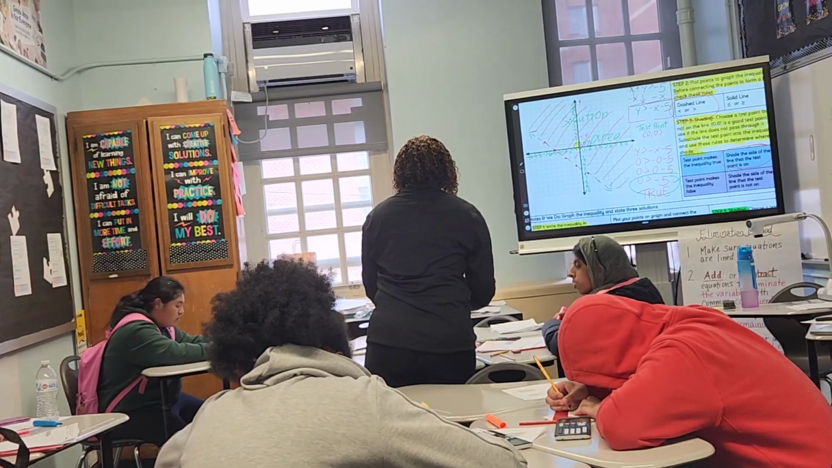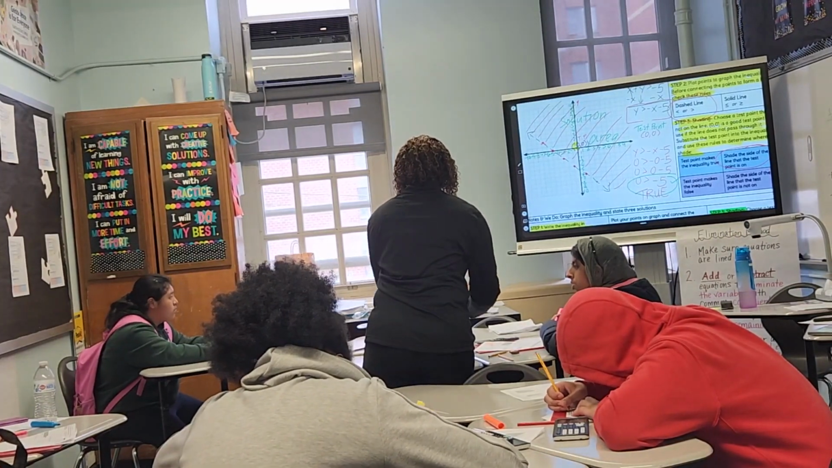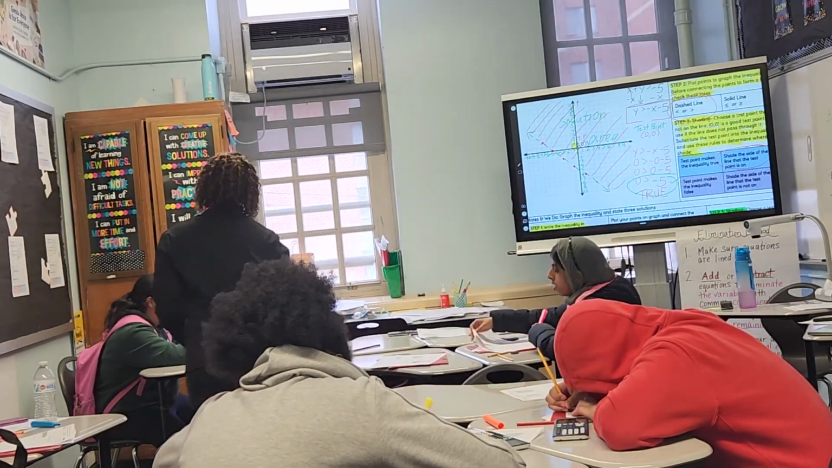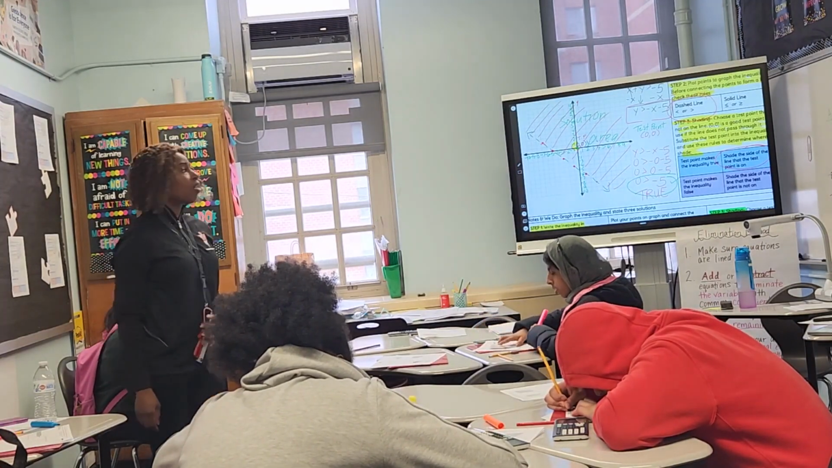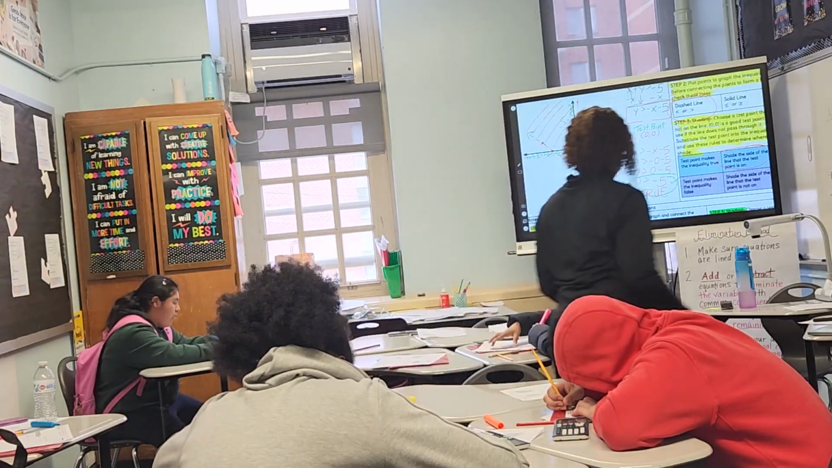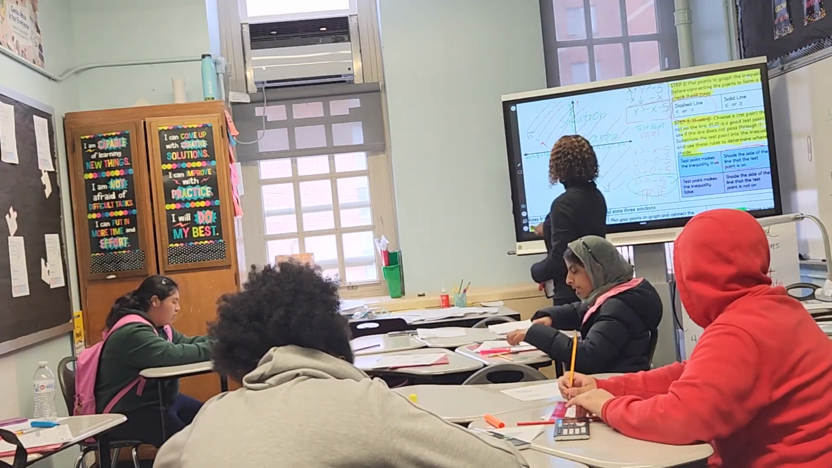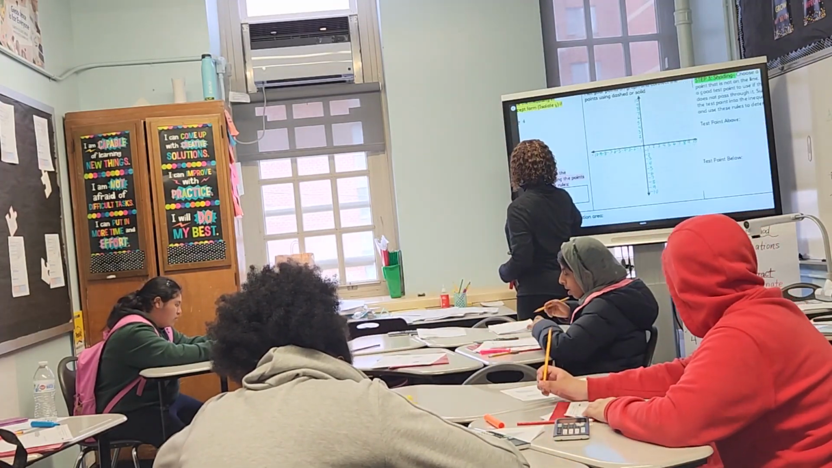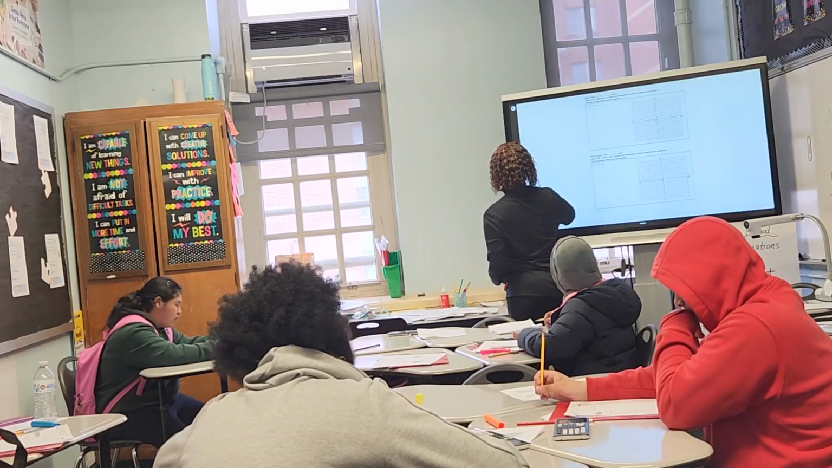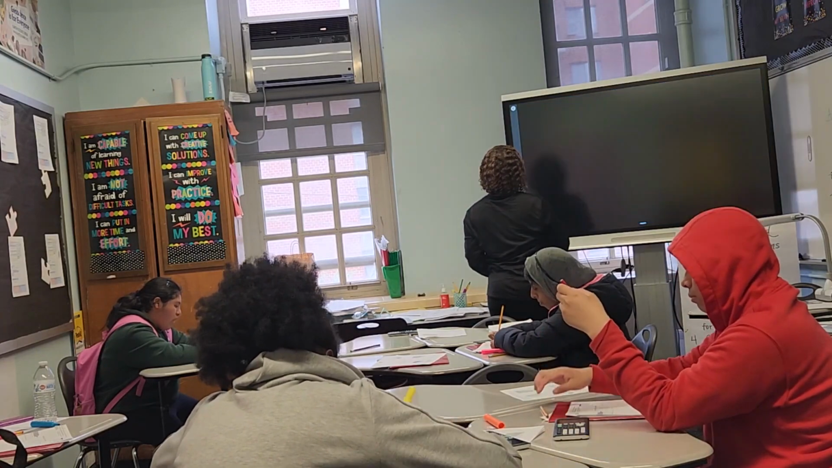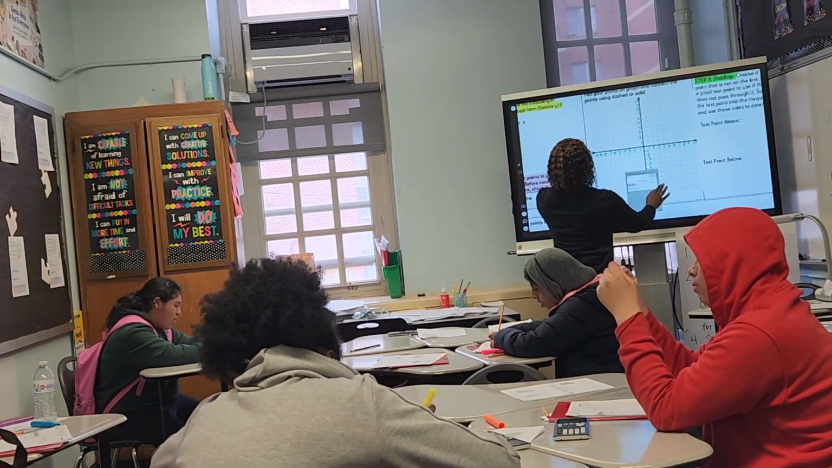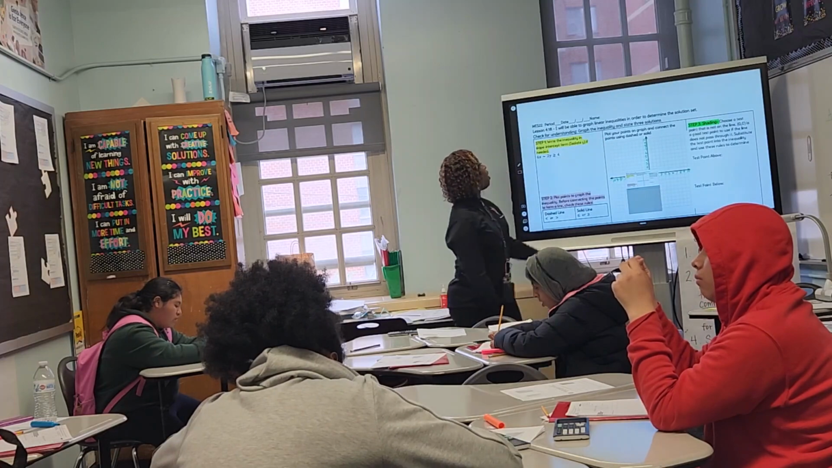So we have to go step by step. Can somebody read to me what the first step is? What is the first step that you have to do? Write the inequality in slope intercept form. Okay, very good. So the first thing we have to do is write the inequality in slope intercept form. That is our step 1.